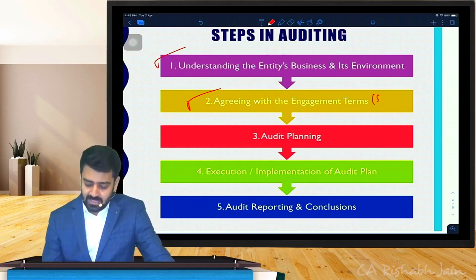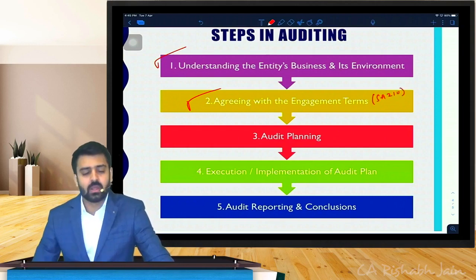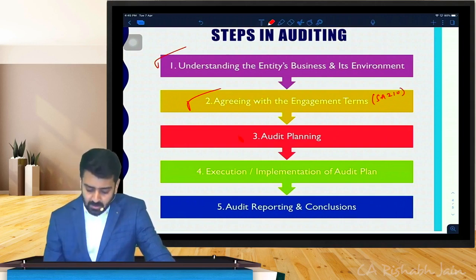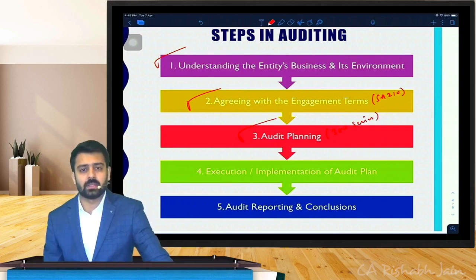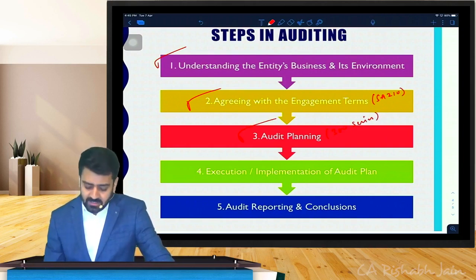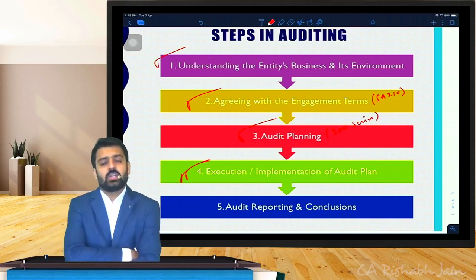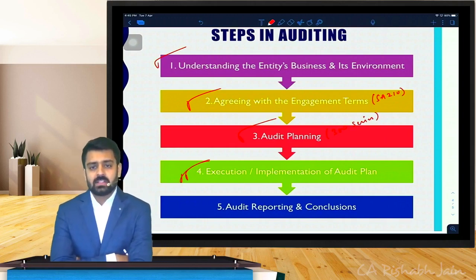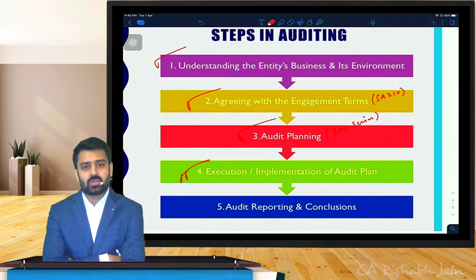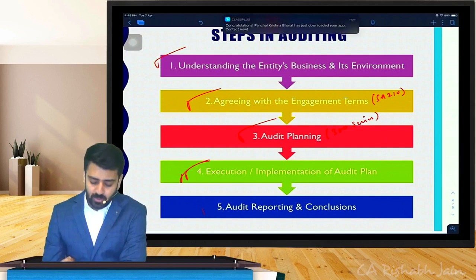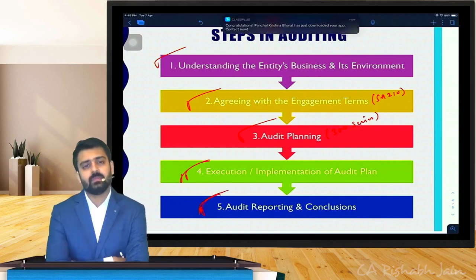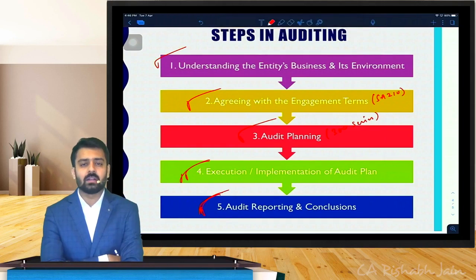In brackets, you can mention SA 210. Agreeing the terms of audit engagement. Number 3, audit planning. This will cover your entire 300 series. Number 4, execution or implementation of audit plan. And then the last one, audit reporting and conclusions.